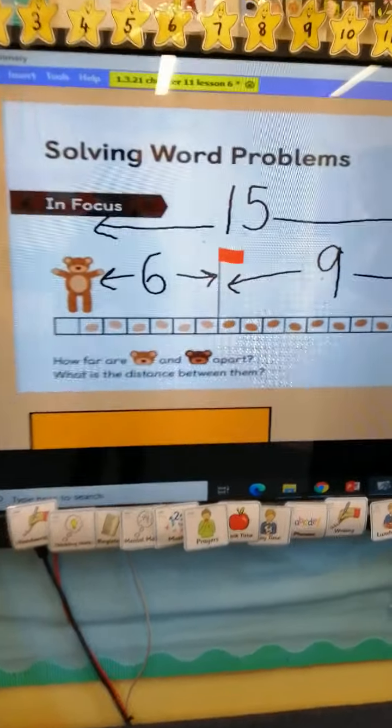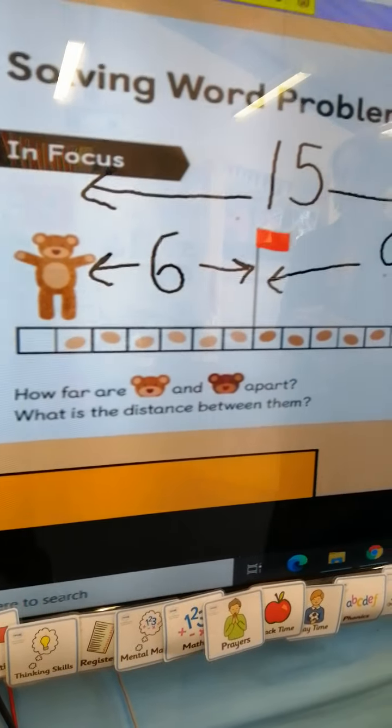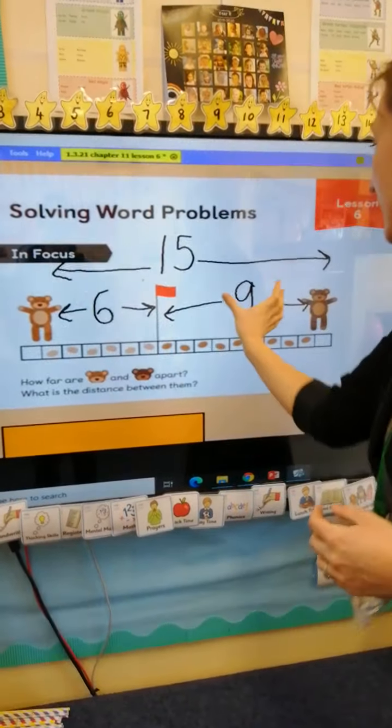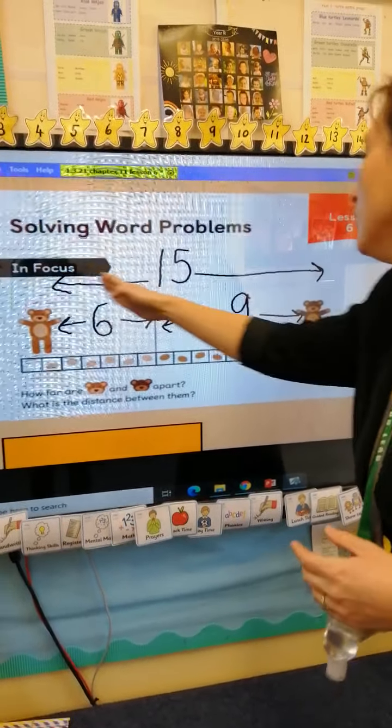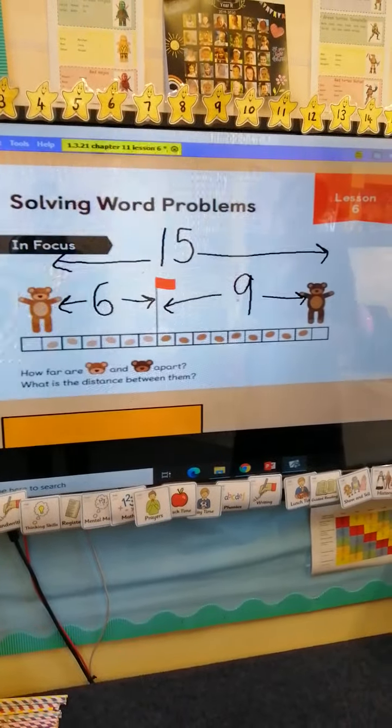Oh, look, we can do that. How far apart are the teddy bears? What's the distance in between them? We've looked at 2 parts. We said that 6 and 9. We've looked at the whole distance between them, which is 15 squares.